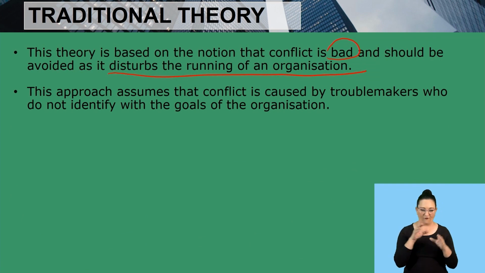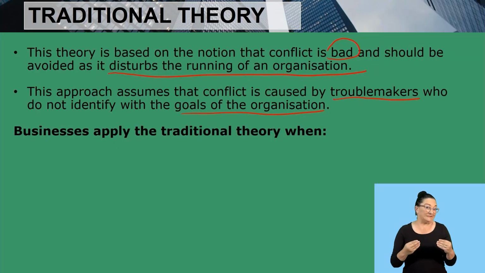So this approach assumes that conflict is caused by troublemakers who do not identify with the goals of the organization. So according to this approach, it basically means that the people who are causing conflict are not wanted in the business. These are the wrong people. They are the troublemakers. They don't understand the goals or the objectives of the business. They are just pursuing their personal goals or personal objectives.